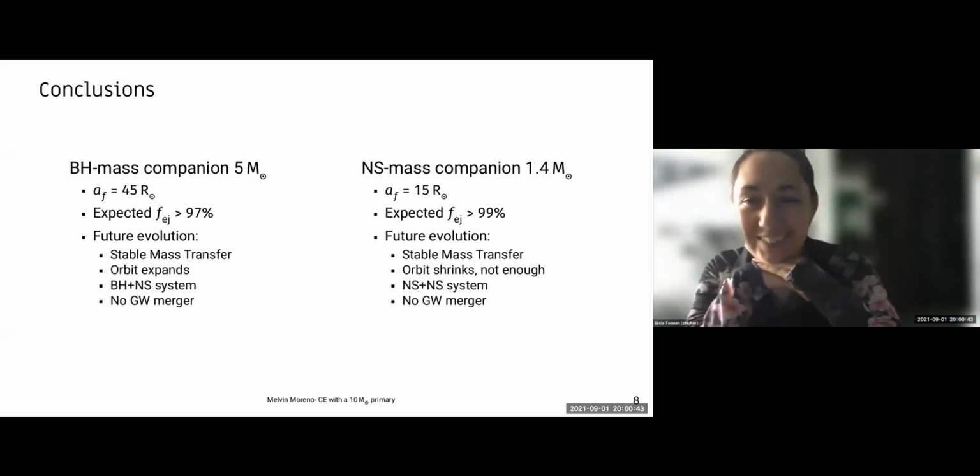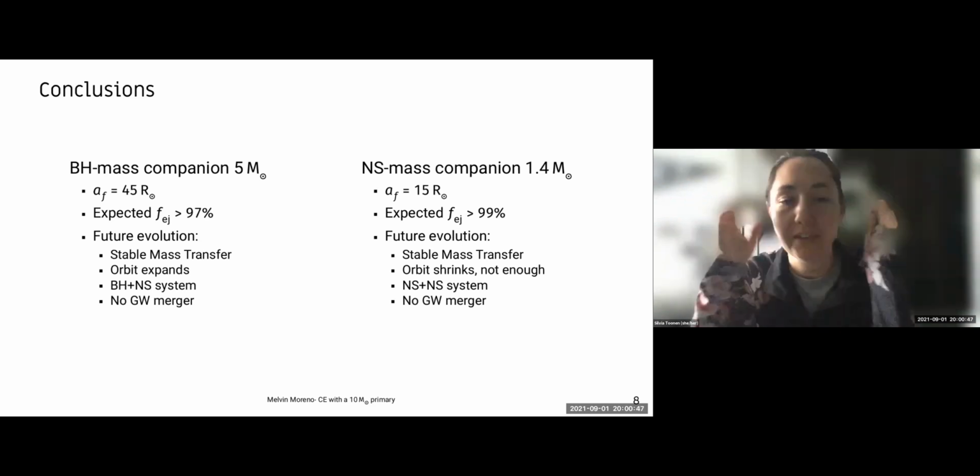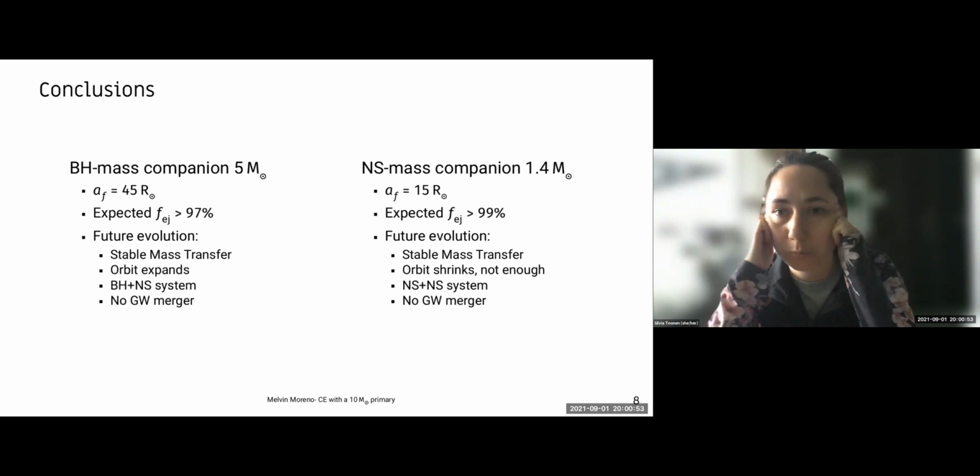Hey, Melvin, thanks for another very interesting talk. I have a question, but if I miss something, then just correct me. So what I remember from previous work, for example, from Ursula de Marco's paper, is that with a lower mass companion, you would shrink less. And you seem to find the opposite.